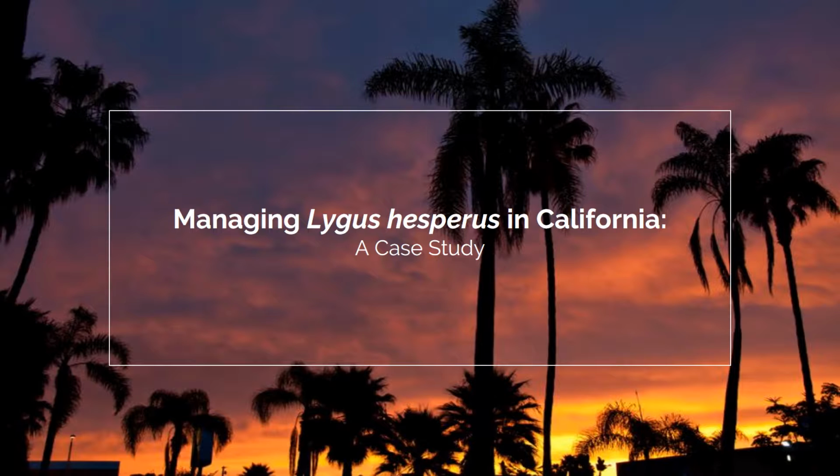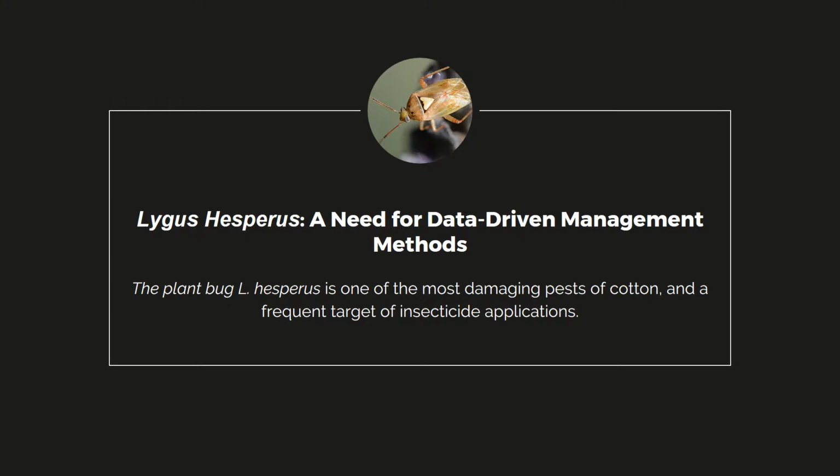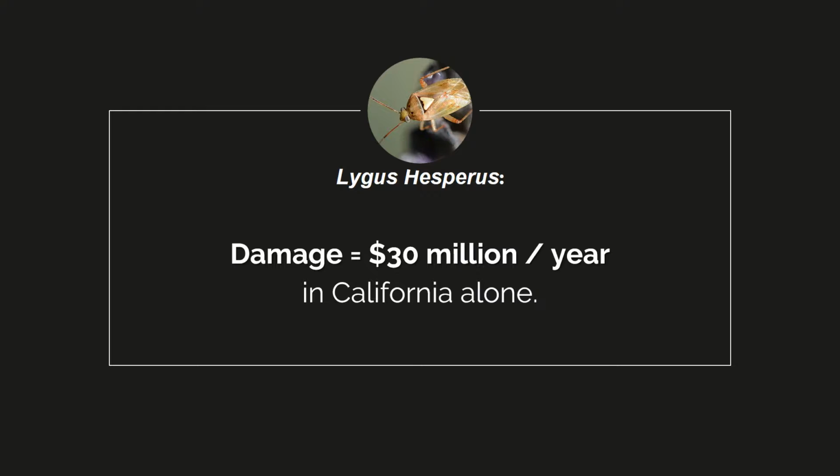pesticide applications. Our case study today focuses on the management of Lygus hesperus in California, where it is especially detrimental to cotton. The plant bug Lygus hesperus is one of the most damaging pests of cotton and a frequent target of insecticide applications. Lygus hesperus causes $30 million in damage to cotton plants each year alone.